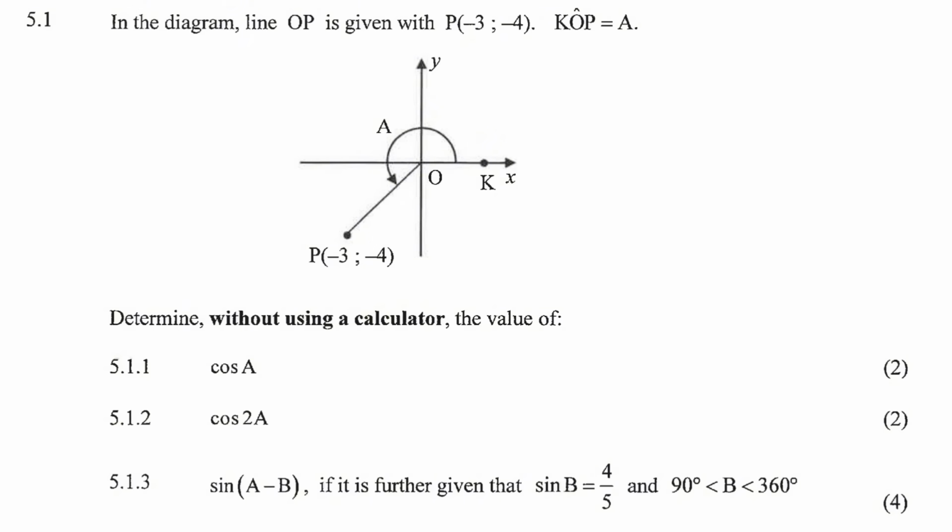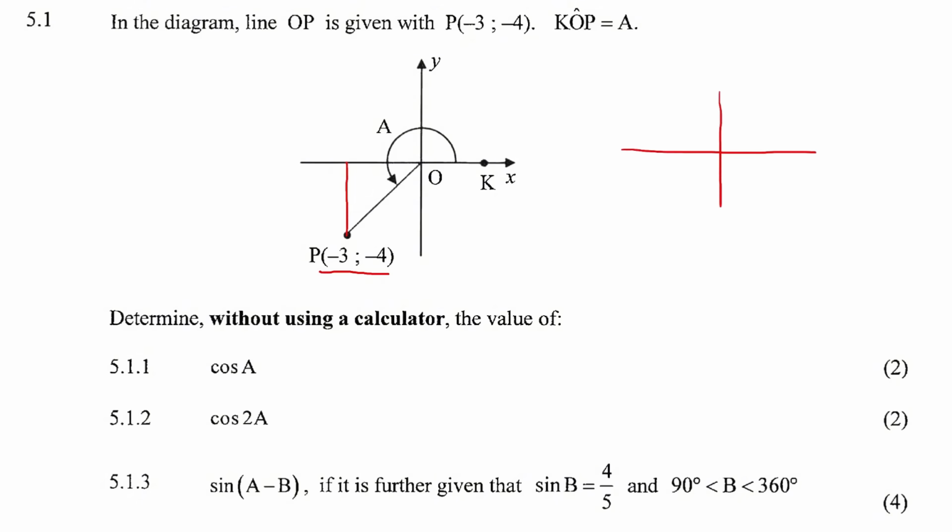In the diagram, line OP is given with the coordinates of P and then they give us the angle KOP. Okay, first question. Determine without using a calculator the value of cos A. So all you do in these kinds of questions is you literally just draw a line vertically to the x-axis. So then you've made yourself a nice triangle. And then all you do is you just look at these coordinates and you think about it carefully.